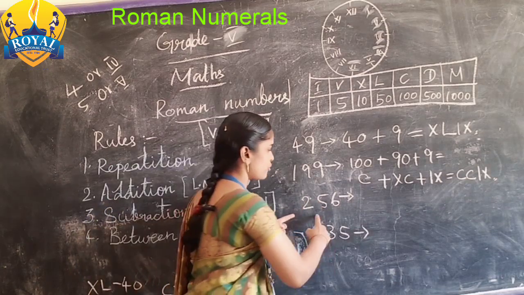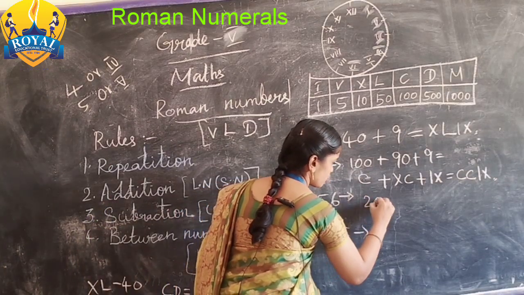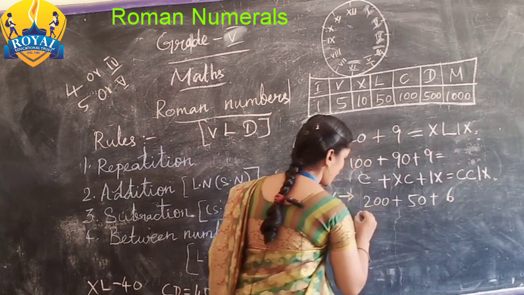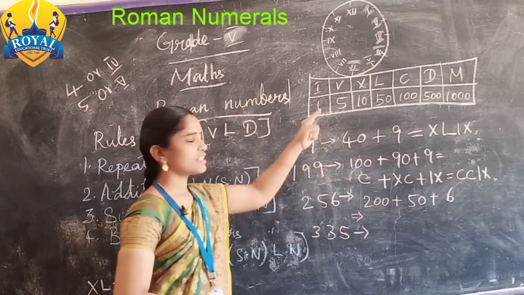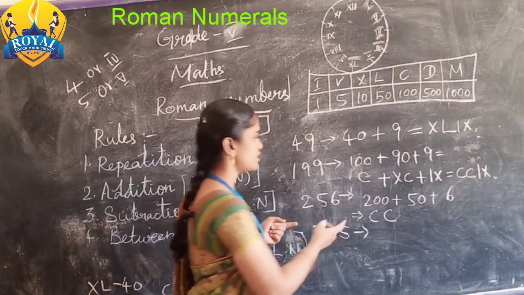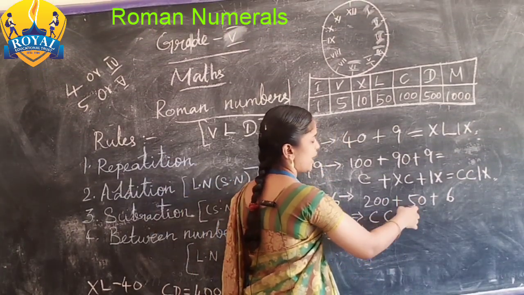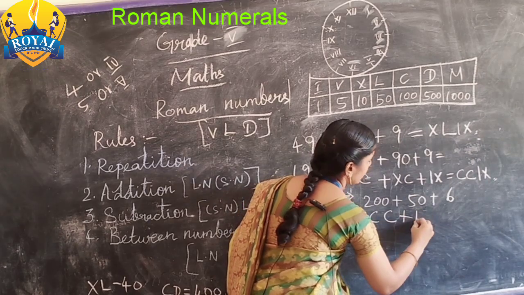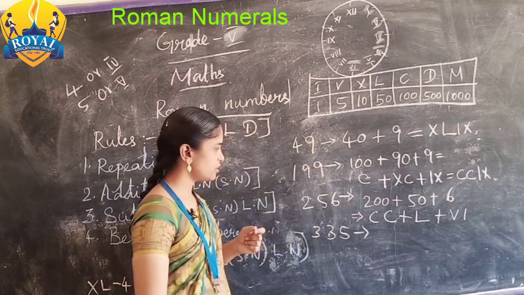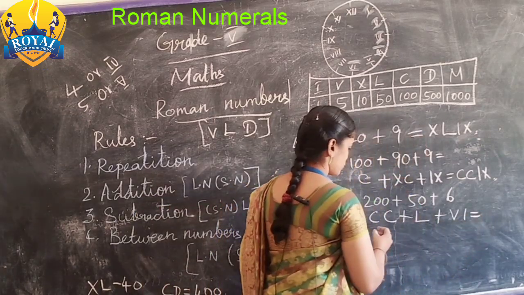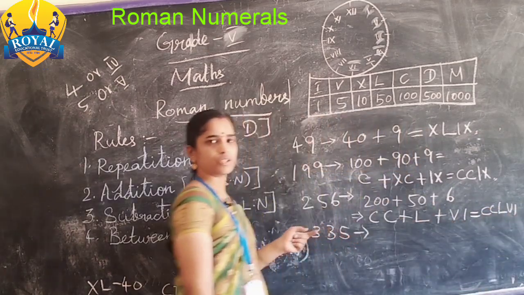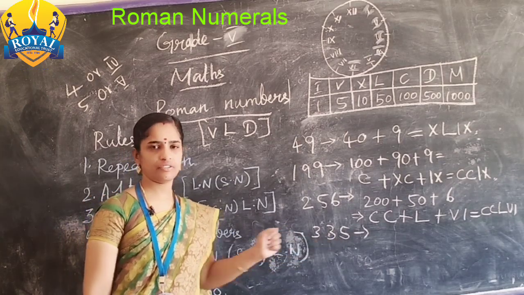The next one, 256. The expanded form of 256 is 200 plus 50 plus 6. We know that C indicates 100, so 200 is CC, written 2 times. And L indicates 50 and 6 is VI. Okay, student? So totally, CCLVI.